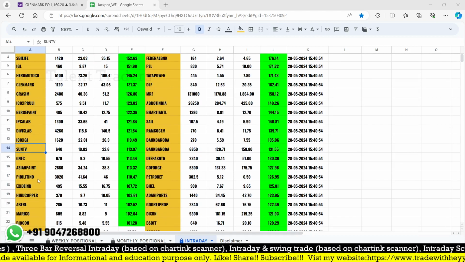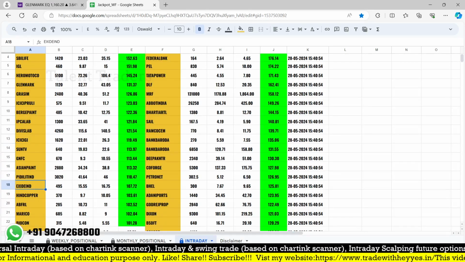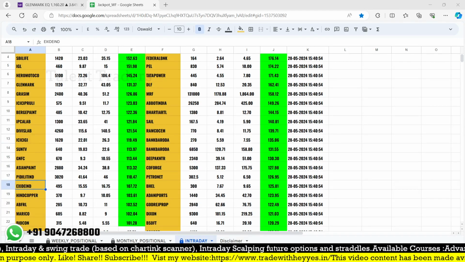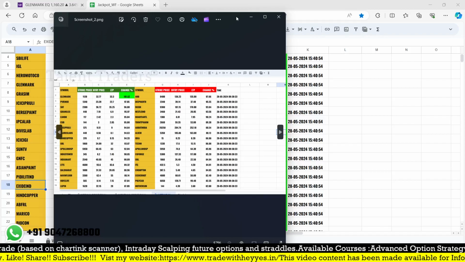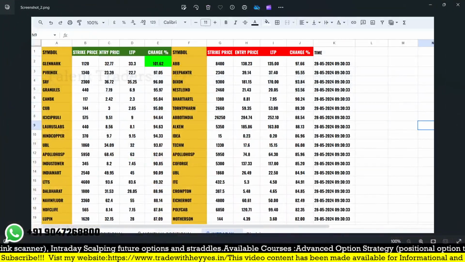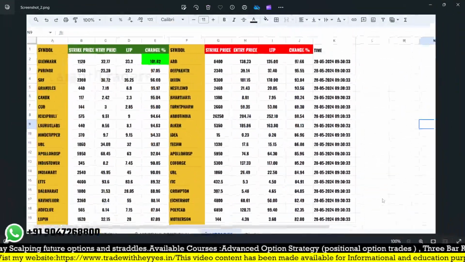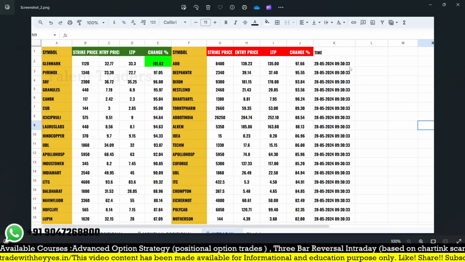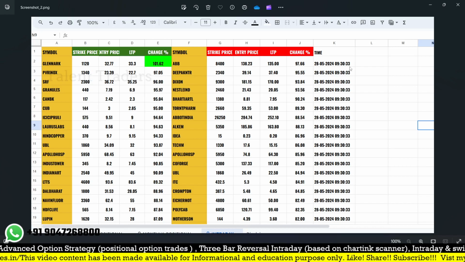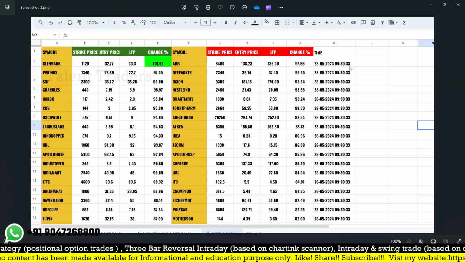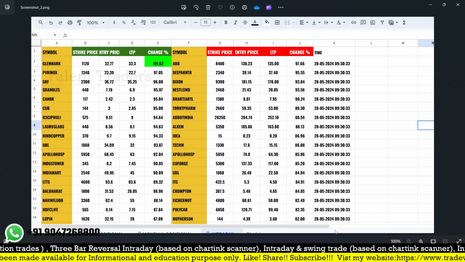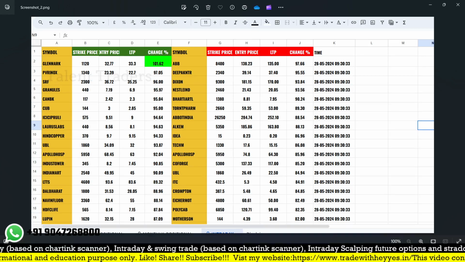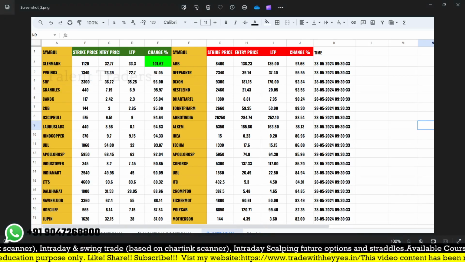I took Exide Industries today, from the 9:30 candle. While watching the sheet, I took a screenshot at 9:30. This is today's 9:30 screenshot, taken at 9:30:33 seconds. Here you can see this many stocks are listed at the top. From this list, I'm focusing only on liquid and quality stocks, also based on volume and liquidity.